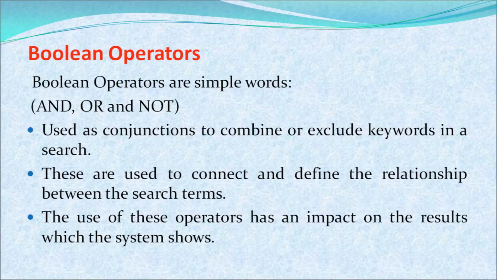Now we come to the Boolean operators. Boolean operators are simple words, AND, OR, NOT, used as conjunctions to combine or exclude keywords in a search. These are used to connect and define the relationship between the search terms. The use of these operators has an impact on the result which the system shows.